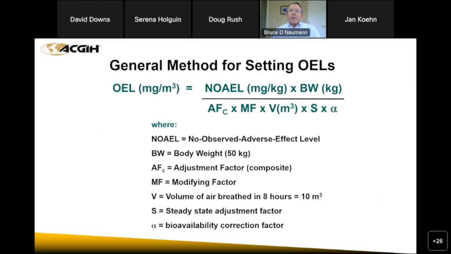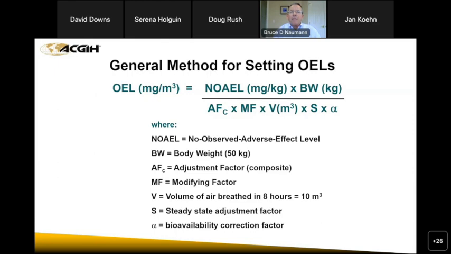So this is the general equation that we use. The OEL is the NOEL, sometimes corrected for body weight if it's coming from an animal study. We assume 50 kilograms typically, sometimes 70 is used. And then it's adjusted lower by a number of factors. And the AF sub C is the composite adjustment factor. And in the next slide, I'll go through the individual components of that.